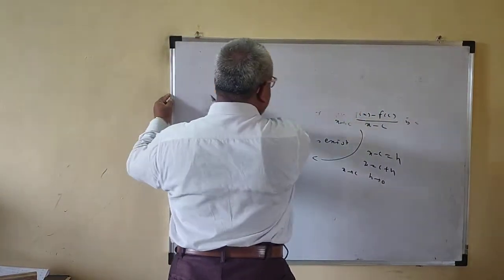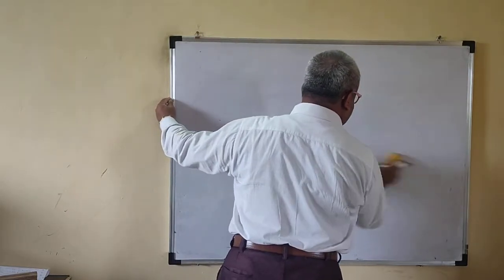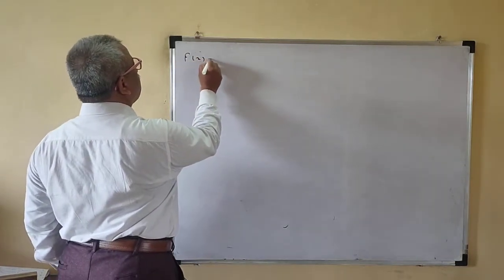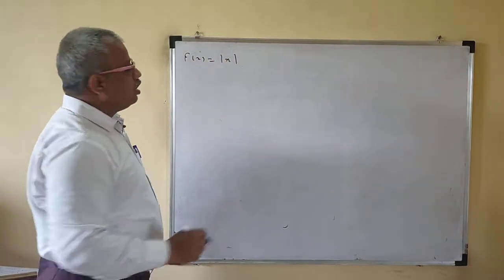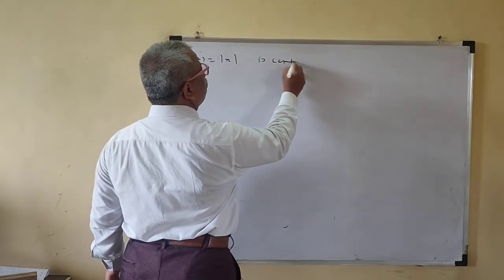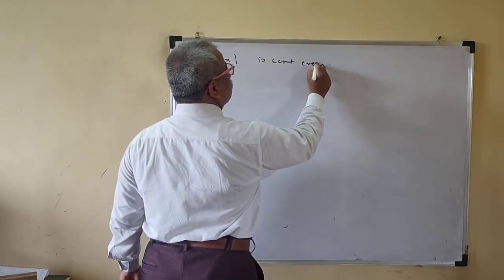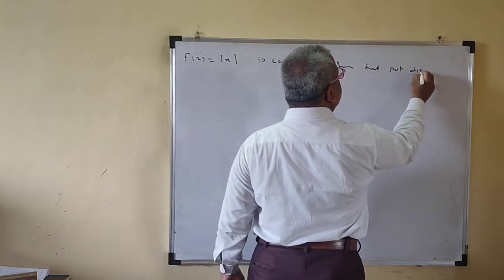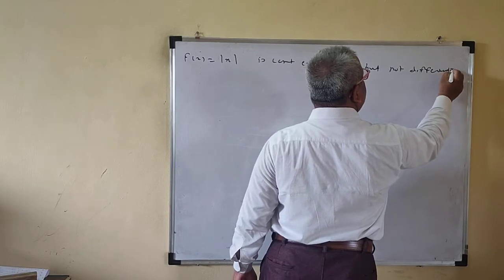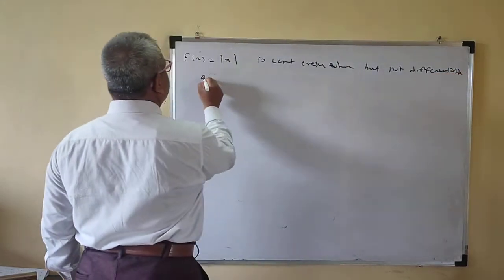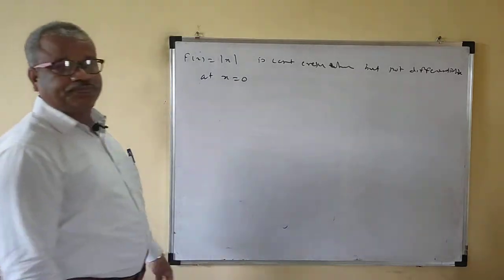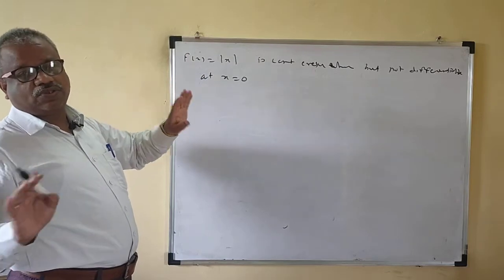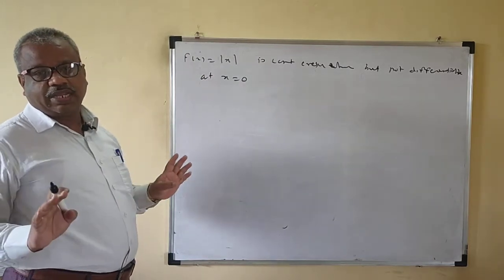Now we'll see some examples of which functions are differentiable and which are not. The standard example is that mod x is continuous everywhere, but not differentiable at x equal to 0. That means this function is continuous at x equal to 0, but mod x is not differentiable at x equal to 0.